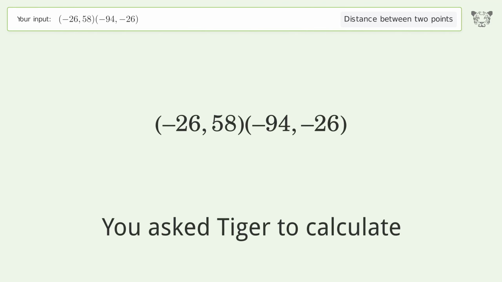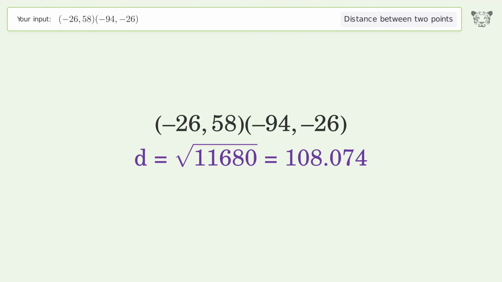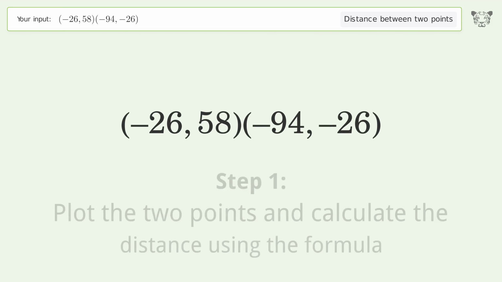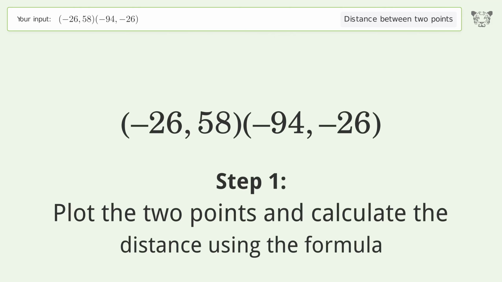You ask Tiger to calculate. This deals with the distance between 2 points. The distance between the 2 points is the square root of 11,680, or 108.074. Let's solve it step by step. Plot the 2 points and calculate the distance using the formula.